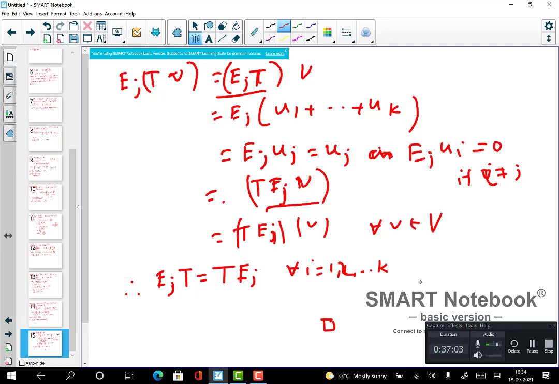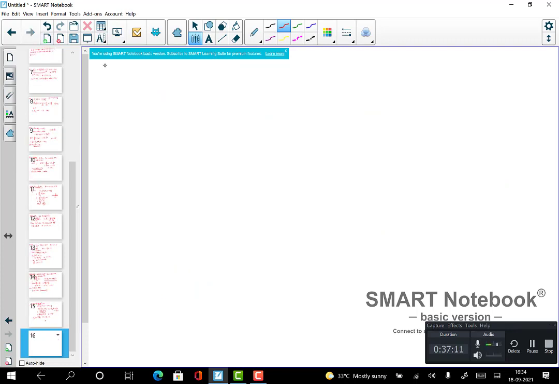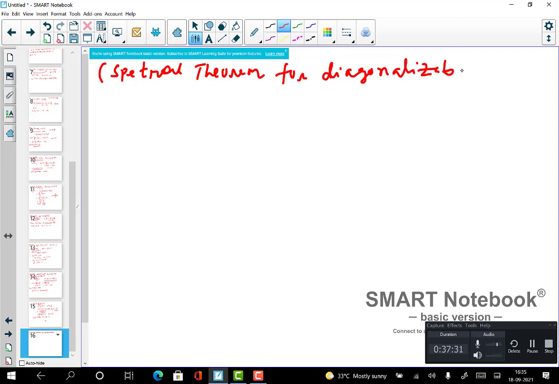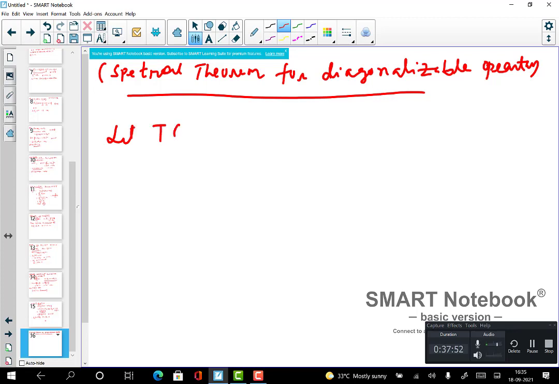Now, with all those properties, we are in a position to talk about the spectral theorem. So let me write down the spectral theorem for diagonalizable operators. Okay. So let me write it down. Let T belong to L(V).